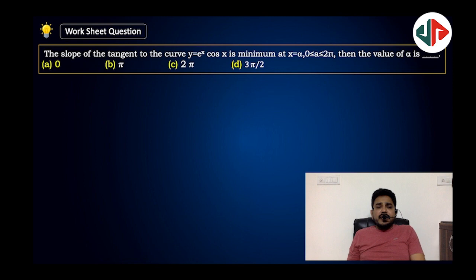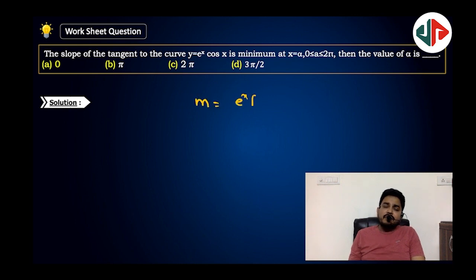The slope of the tangent to the curve is minimum. So slope of the tangent. So what is the function? M is the function. What is M? E power x into (cos x minus sin x). This needs to be minimum. This needs to be minimum. Okay? Where this value is going to be minimum.